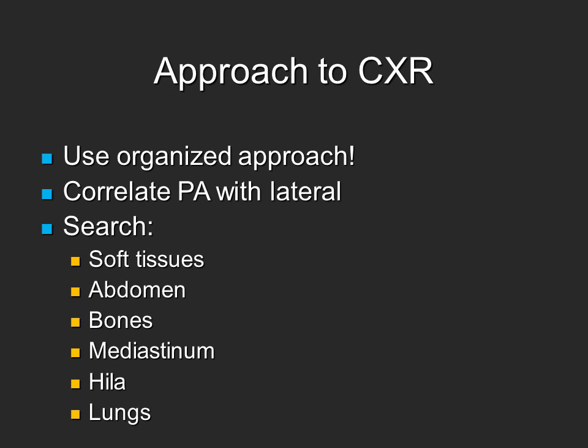When reading a chest X-ray, always use an organized approach so that nothing is missed. Correlate the findings on the PA view with the lateral view. During your search, identify the soft tissues, the upper abdomen, the bones, the mediastinum, the hila, and the lungs.